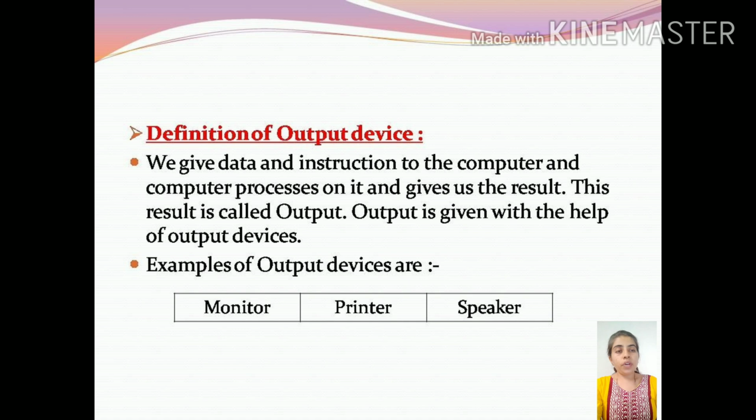Next is the definition of output device. We give data and instructions to the computer and the computer processes it and gives us the result. This result is called output. Output is given with the help of output devices. Examples of output devices are monitor, printer and speaker. So the whole process is: the computer will take the input from the input devices using keyboard and mouse. Then the CPU will process the data and at last the CPU will pass that information to the output device and display the output on the monitor.